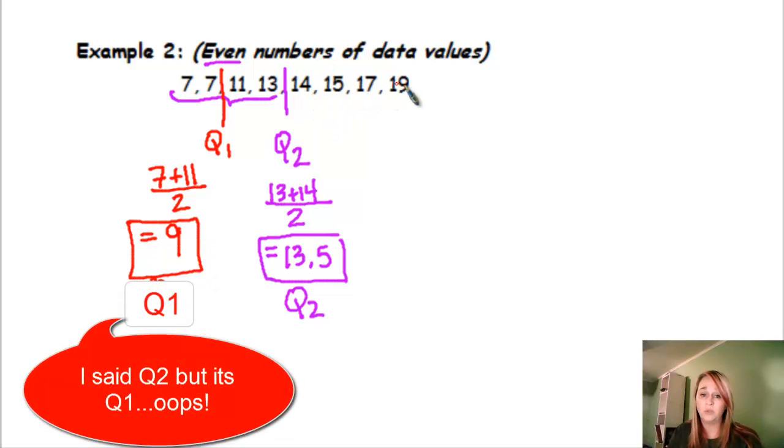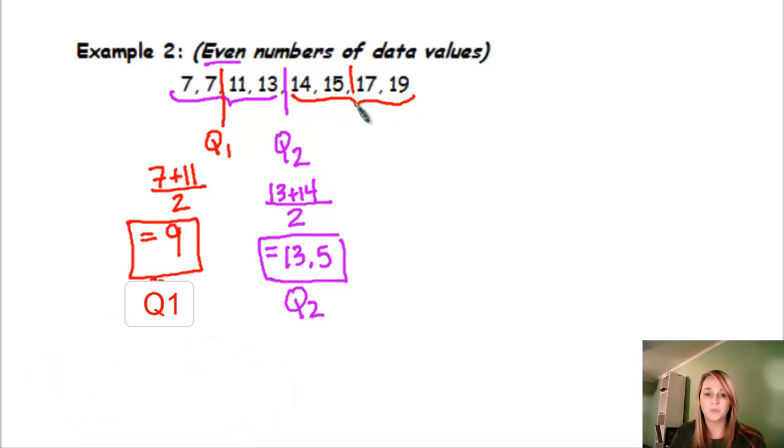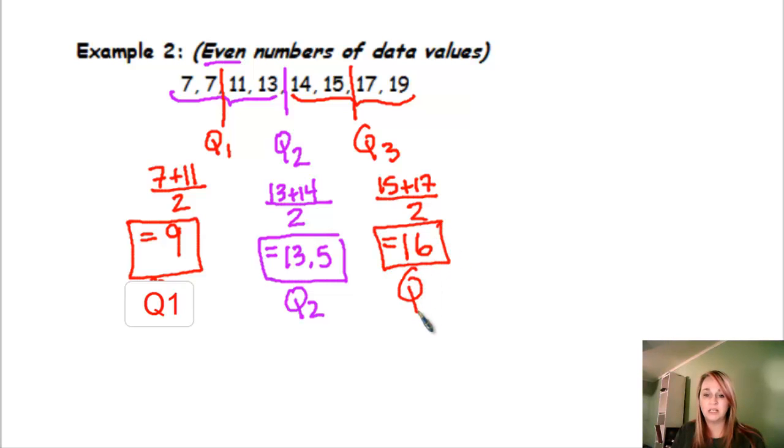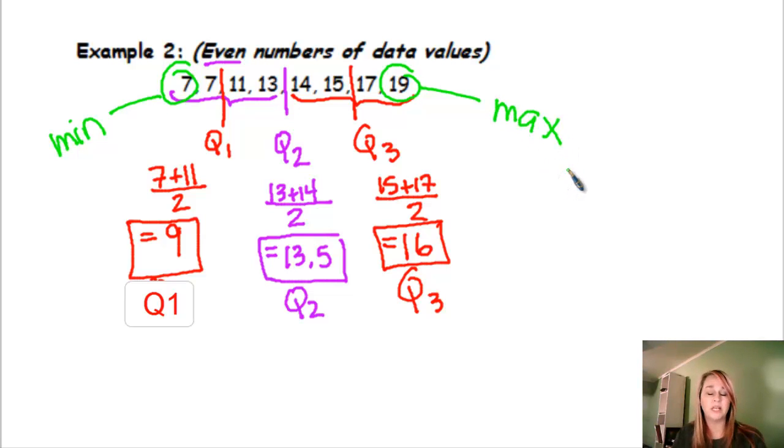Now I need to find Q3. So I will look at this top half. It's right in the middle, so it's between 15 and 17 is my Q3. So I would take 15 plus 17 and divide by 2, and that will give me 16. So 16 is my Q3. And then my minimum is 7, and my maximum is 19. That's the 5-number summary for an even number of data values.